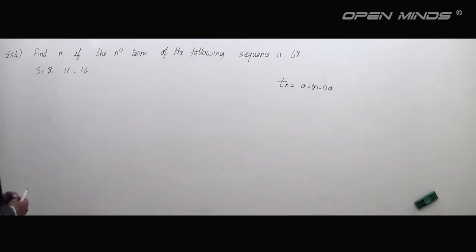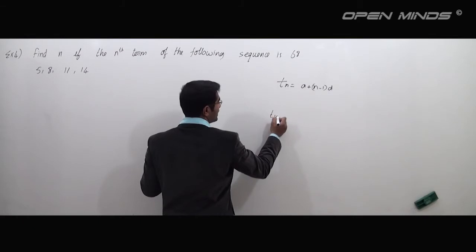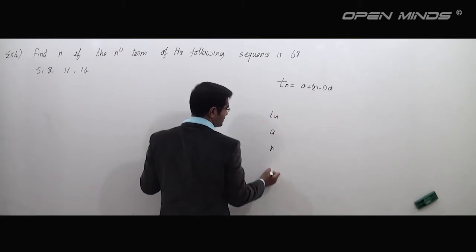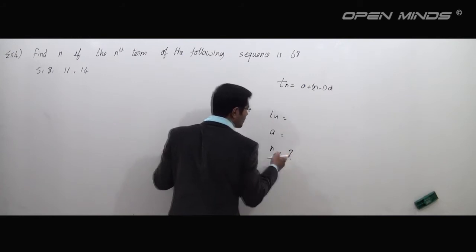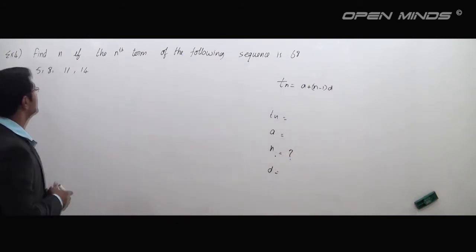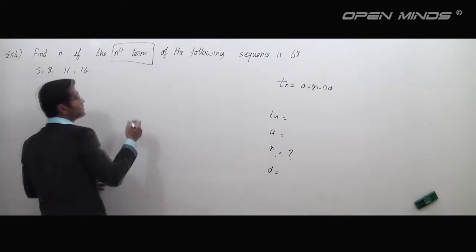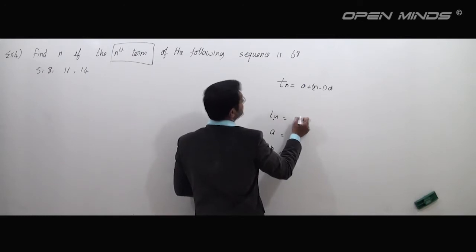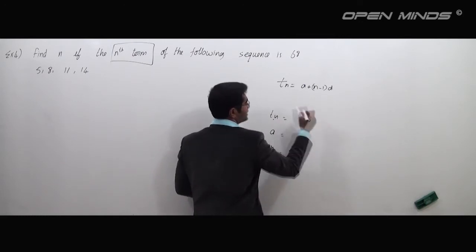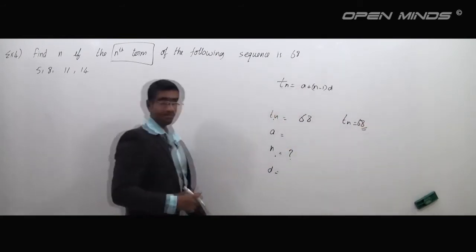It says find n if the nth term. So what do you understand by this? Look at that. In that formula we have Tn, we have A, we have N, and we have D. So he's clearly telling you to find N. It means this is what I'm looking for, N. It says where the nth term. Generally nth term is this guy. This guy is called nth term. I'm looking for N, and this guy is given to me as 68. So it means Tn is given as 68, the nth term. Got it?